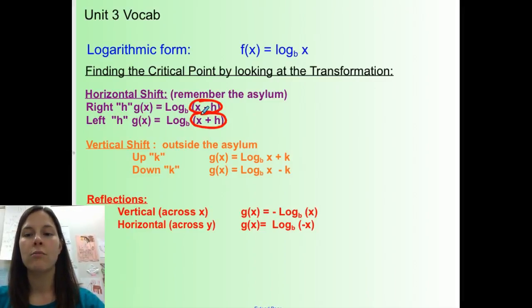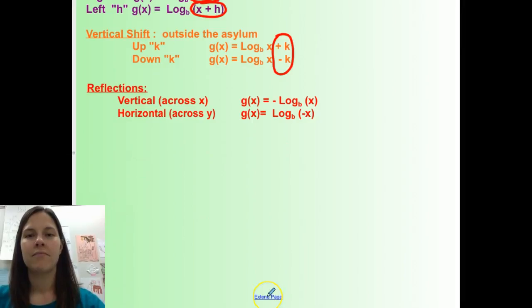Vertical shifts are normal. They will not be grouped with the x. We have to use parentheses to group it with the x, which is a nice thing about logs. So if it is outside, then it is normal, and it goes up if it's adding and down if it's negative. And finally, we'll have some reflections. So if the entire function is being multiplied by a negative, that is a vertical reflection, which flips it across the x-axis. If the x is negative, that is a horizontal reflection, which flips it across the y-axis.